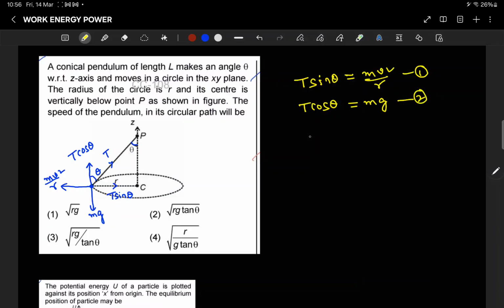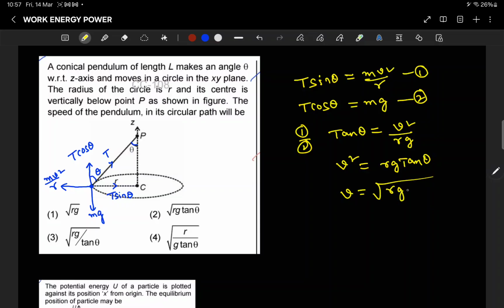From equations 1 and 2, dividing 1 by 2, tan theta equals, as you know very well, m is cancelled, v square by r g. So v square equals r g tan theta, and v equals under root of r g tan theta. Very important, students. Formula-based questions they will also sometimes ask. So the speed of the pendulum at that point is root of r g tan theta. The second option is correct, students.